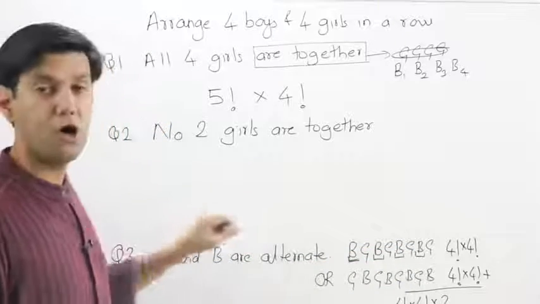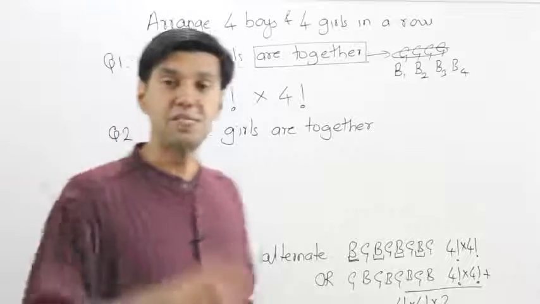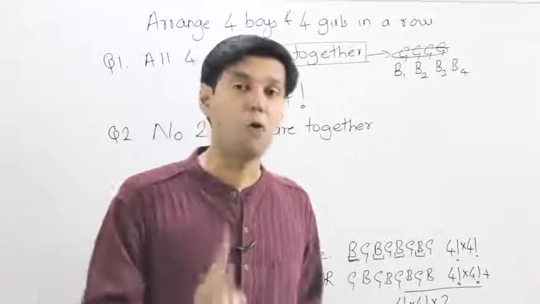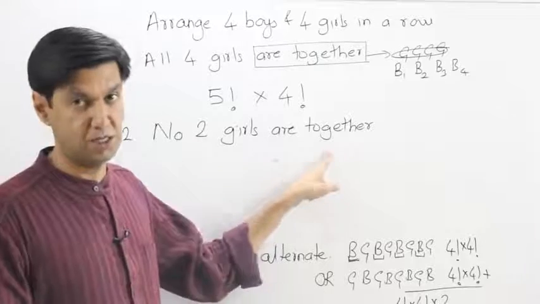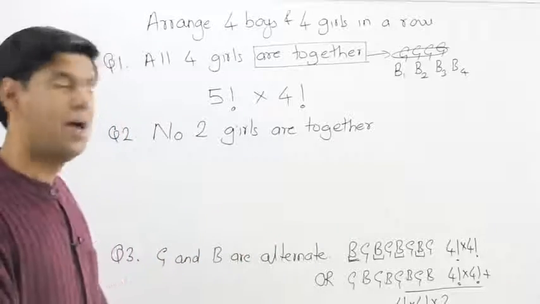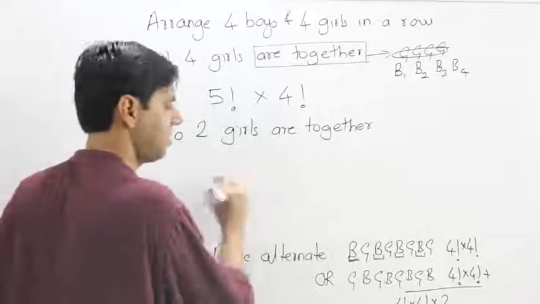Yes, but what is wrong is, alternate means girls should not be together, also boys should not be together. Whereas the second question only mentions about girls. The boys could be together. Is that possible? Pretty much. For example, I'm just listing out.